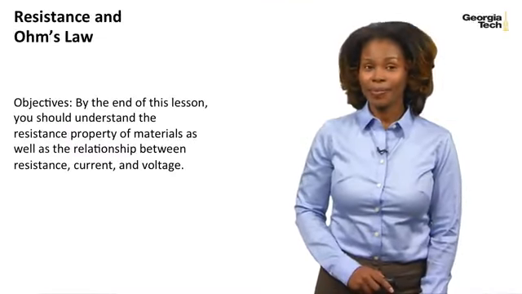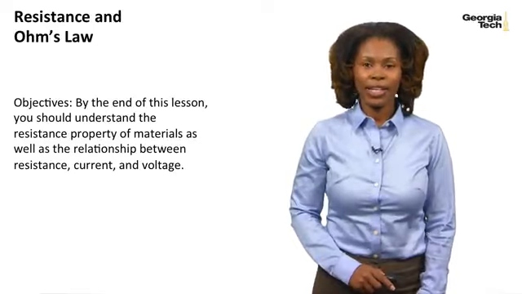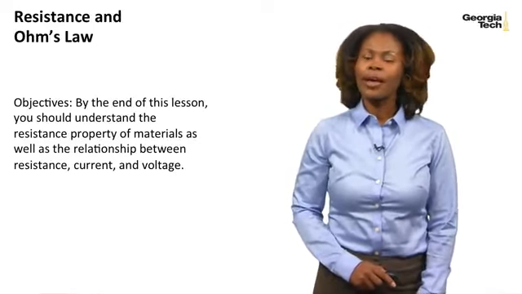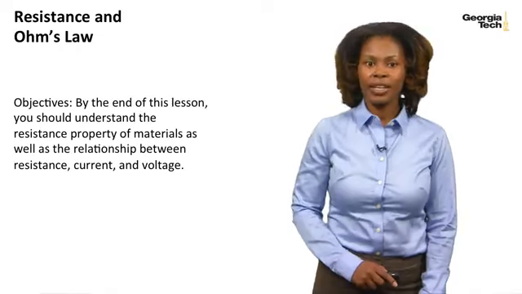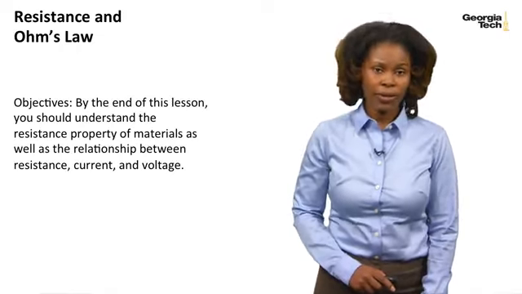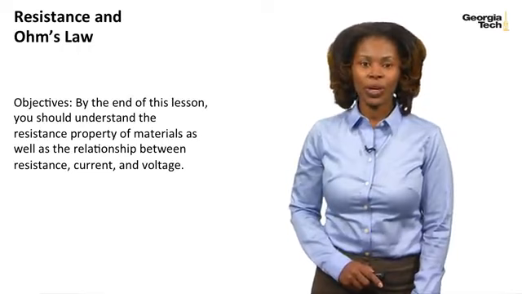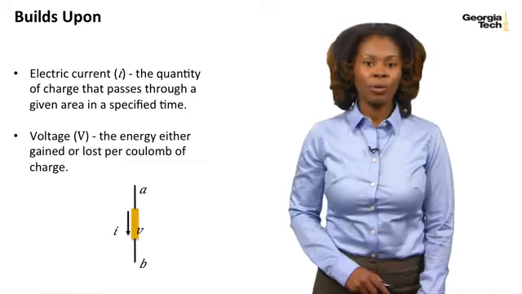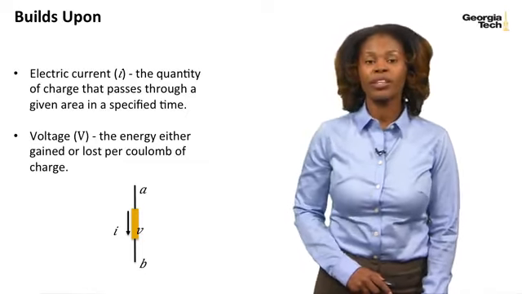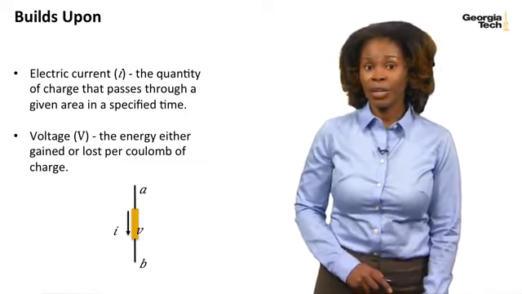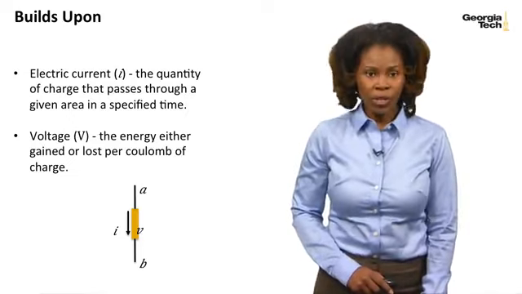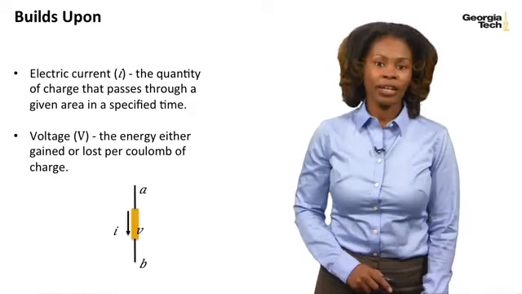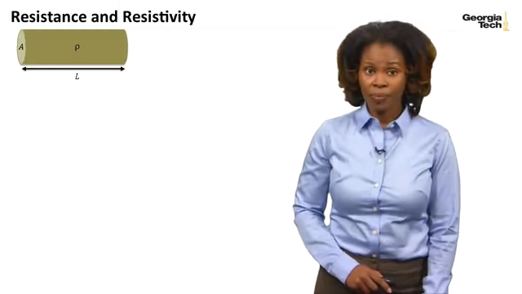I'm Dr. Harris. The topic of this lesson is resistance and Ohm's law. And by the end of this lesson, you should understand the resistance property of materials, as well as the relationship between resistance, current, and voltage. This lesson also builds upon electric current, which is the quantity of charge that passes through a given area in a specified time, and voltage, which is the energy either gained or lost per coulomb of charge.